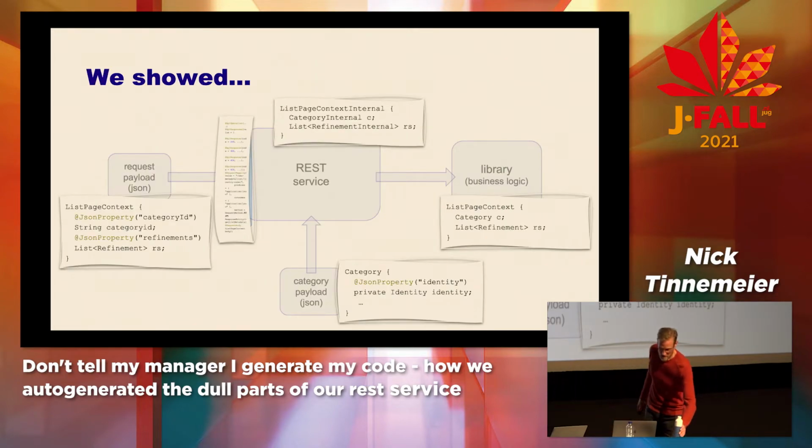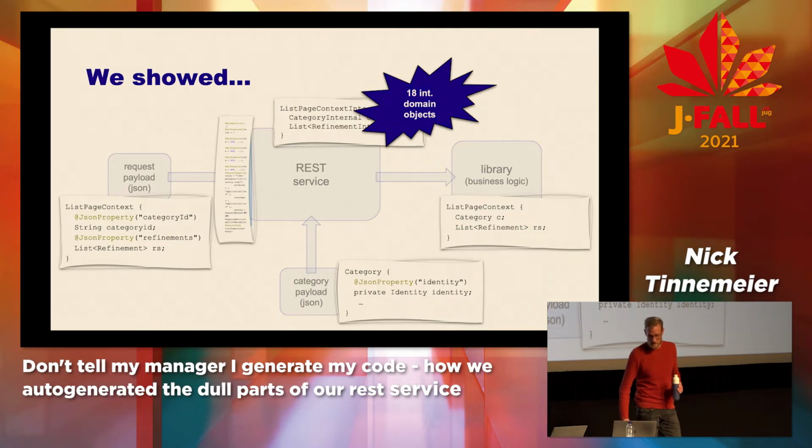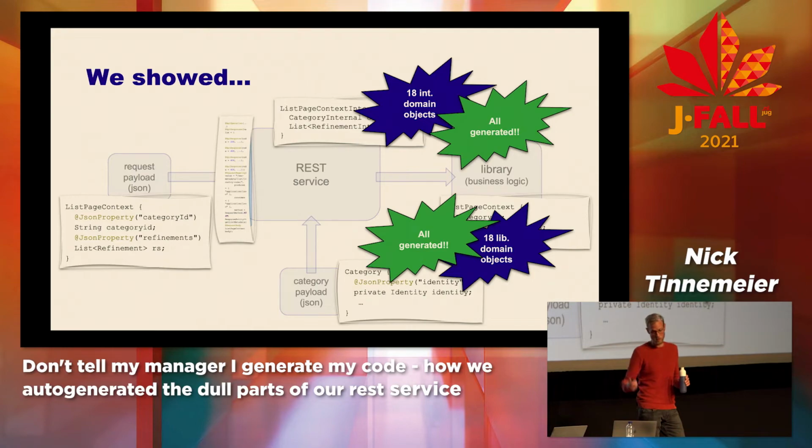So in this part, I show you how we auto-generated those 18 domain objects that live in the library. Yes, all auto-generated. No single line of code. Well, okay, a few lines of code.